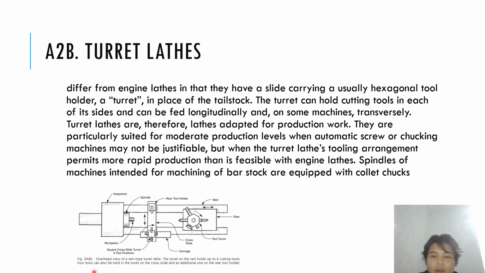The turret can hold a cutting tool in each of its sides and can be fed longitudinally, and on some machines, transversely. Turret lathes are therefore lathes adapted for production work. They are particularly suited for moderate production levels, when automatic screw and chucking machines may not be justifiable, but when the turret lathe's tooling arrangement permits more rapid production than is feasible with an engine lathe.